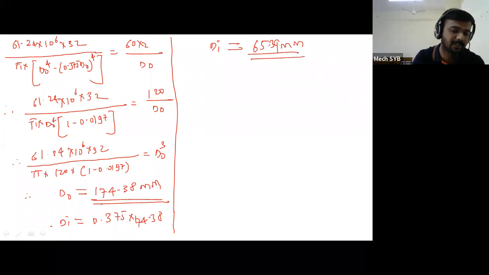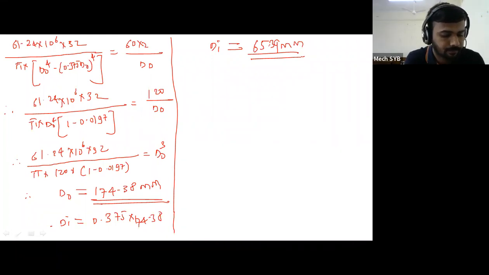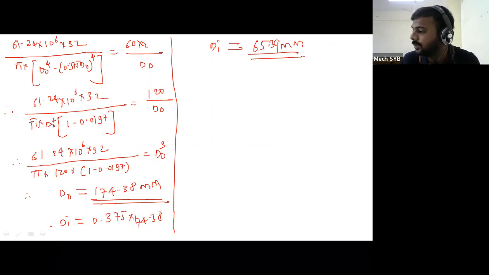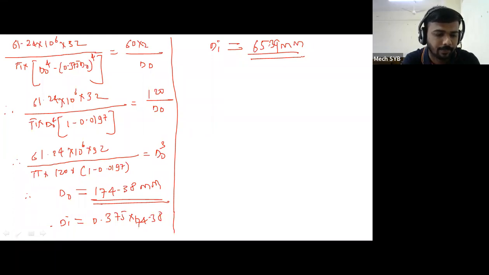Those who have calculated, send me answers in the chat box. Yes, 174.38 and 65.40, 65.39. That is correct. All answers are near to our required value. 174.38 and 65.40 or 65.39 mm. This is the external diameter and the internal diameter. So the same procedure we have followed, and that diameter ratio is also the same, 3 by 8 and 3 by 8.